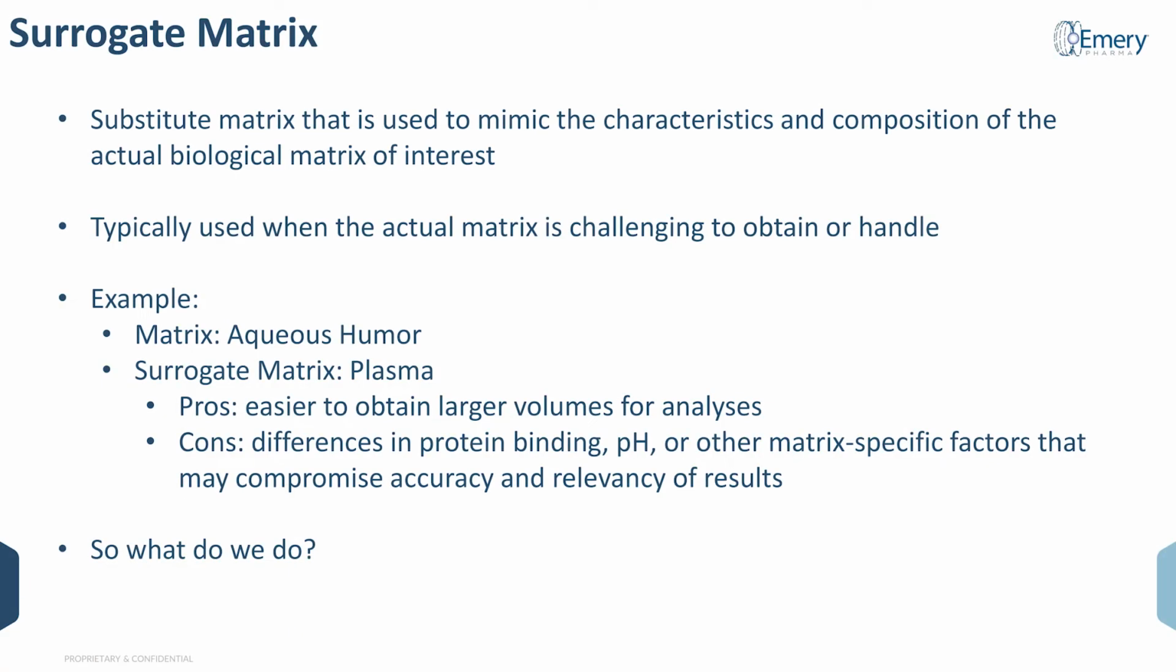Before we get into the actual parameters, we need to talk about a surrogate matrix. So what exactly is a surrogate matrix? A surrogate matrix is used to mimic the characteristics and compositions of an actual biological matrix, that of which you are interested in doing. This is very common and very typical of the work that we do here at Emery Pharma, but also very common and typical when the actual matrix that you're using is either difficult to obtain or difficult to handle.